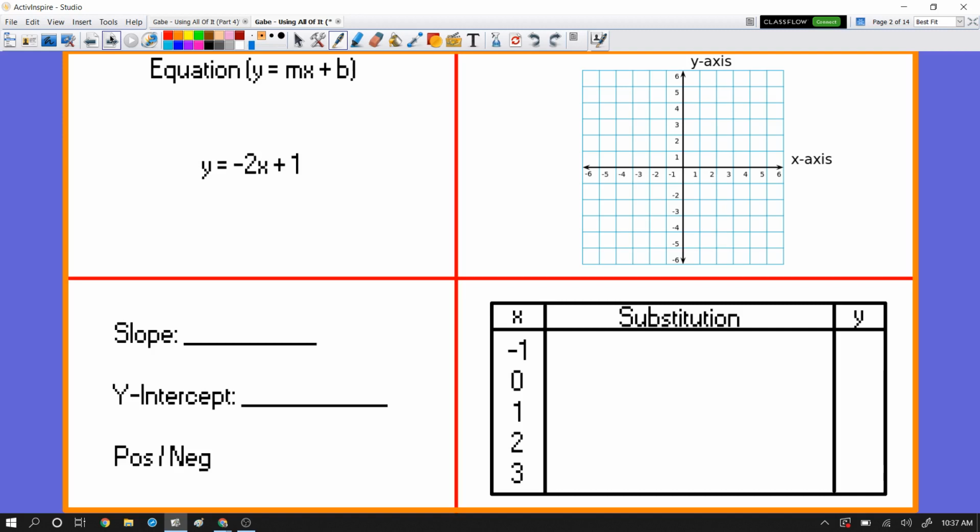send me a text. So I think the easiest way to go is to just always do the slope first. The y-intercept, we have a negative line because the slope is negative. And then I'm going to plot the line. Positive 1, down 2 over 1.